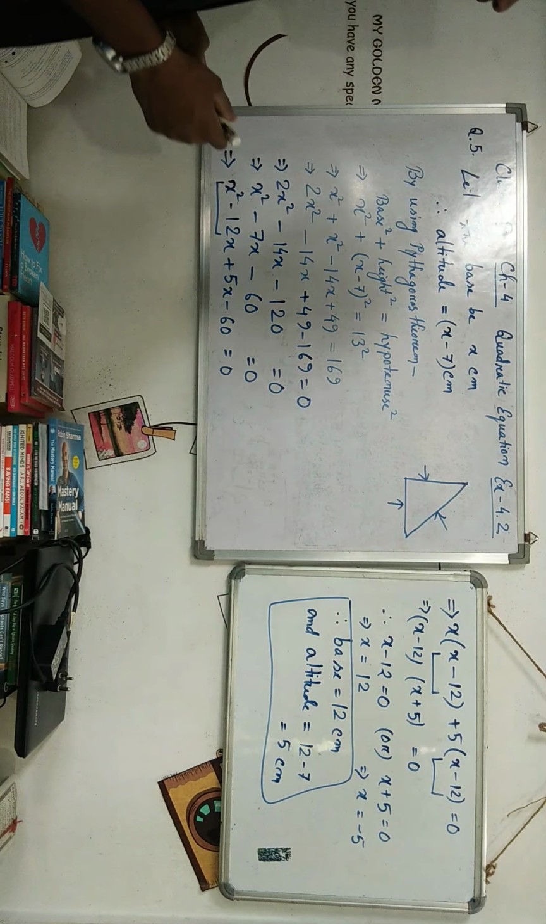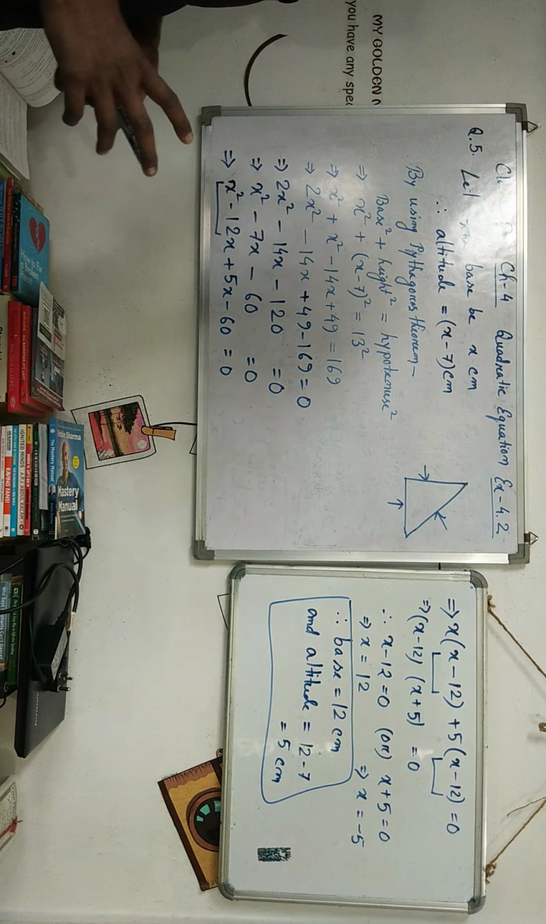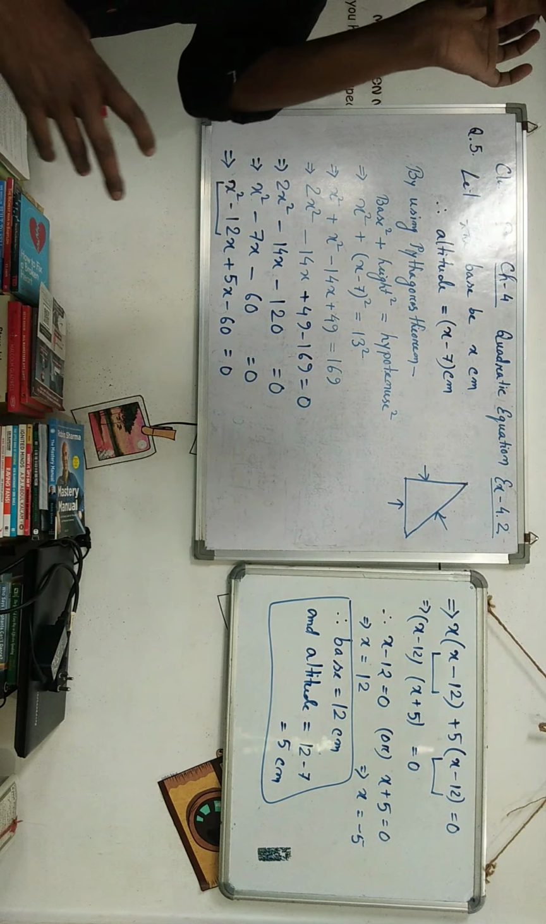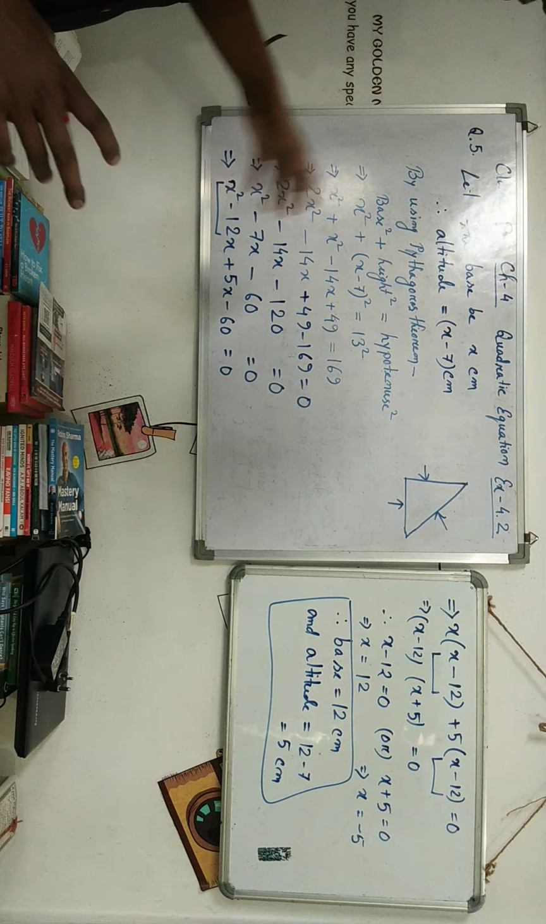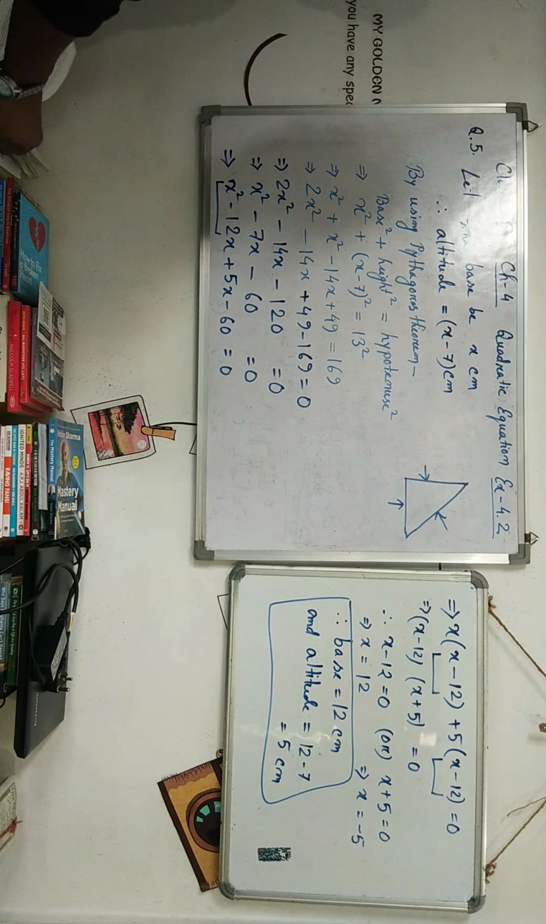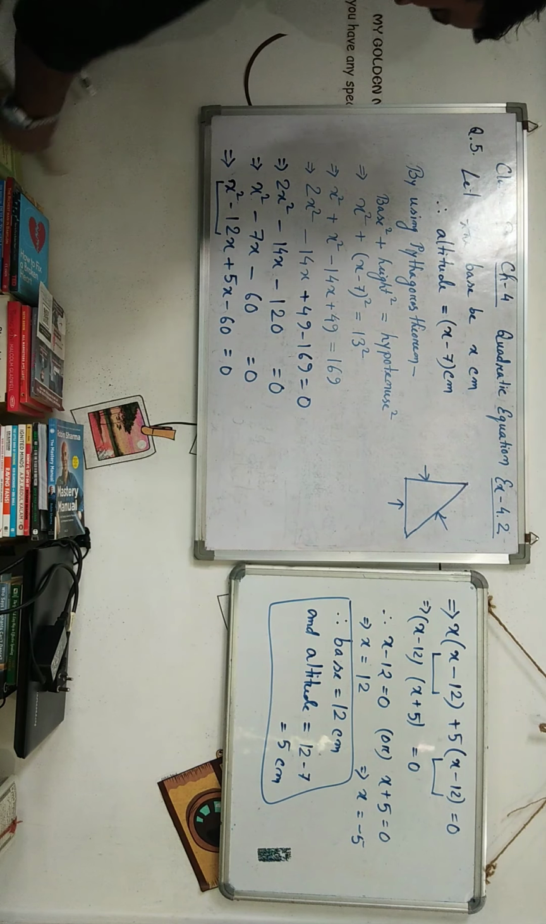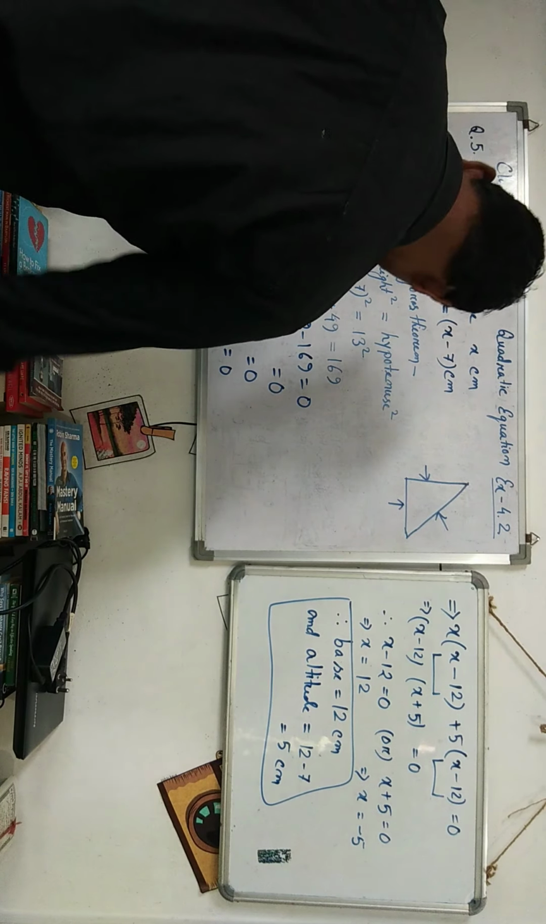So this question is solved by using factorization and the Pythagoras theorem: hypotenuse square is equal to base square plus height square. Like that we solve this question. Next we will move to the next exercise. I will solve a few important questions from that chapter, from exercise 4.3. Now I am going to solve the very first question.